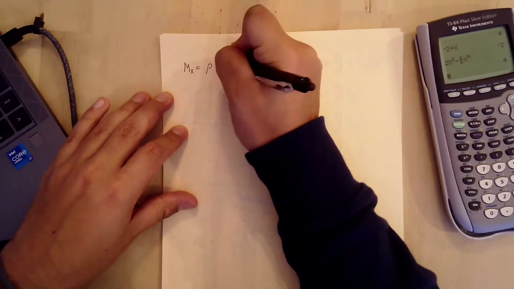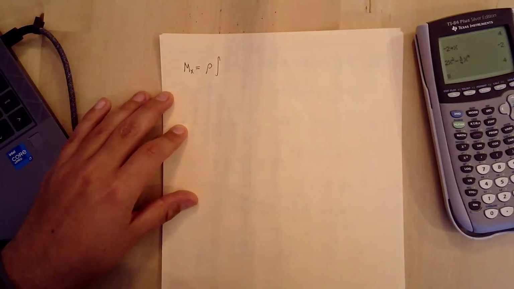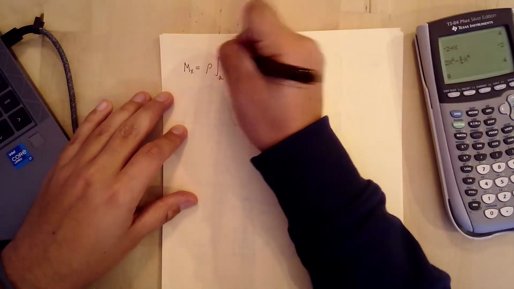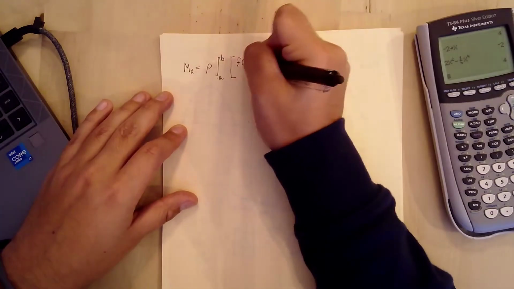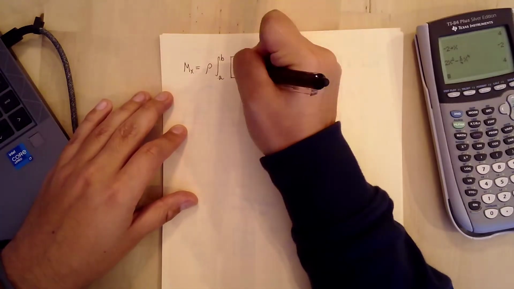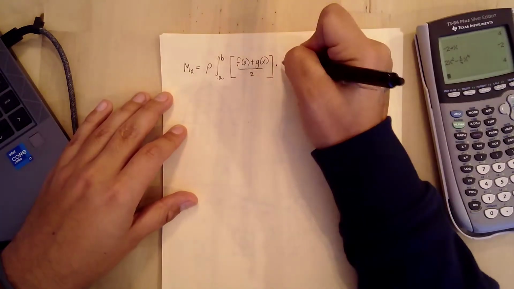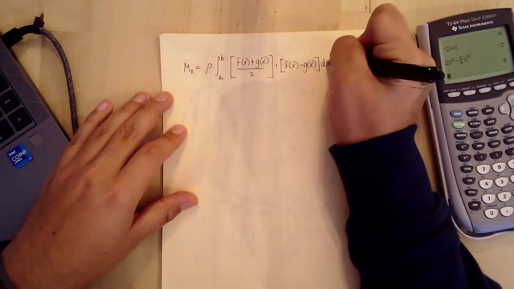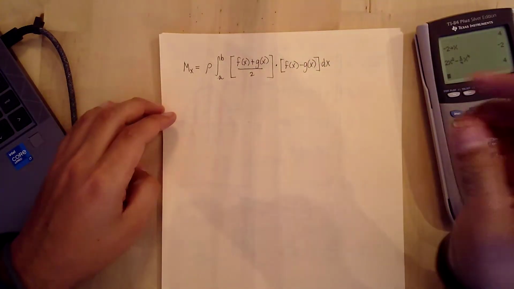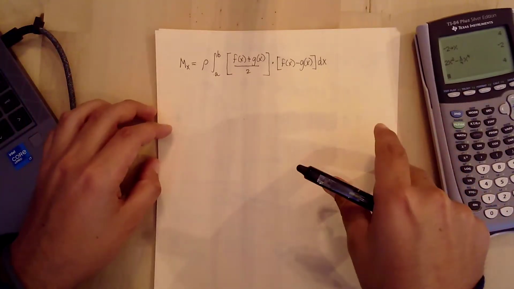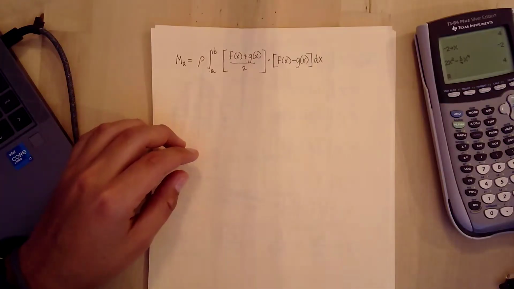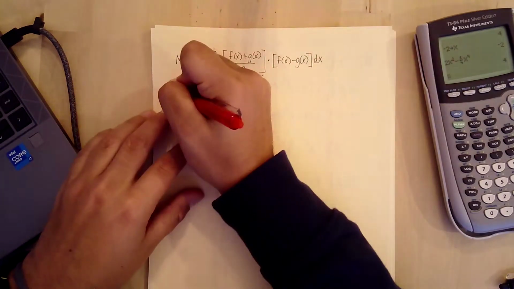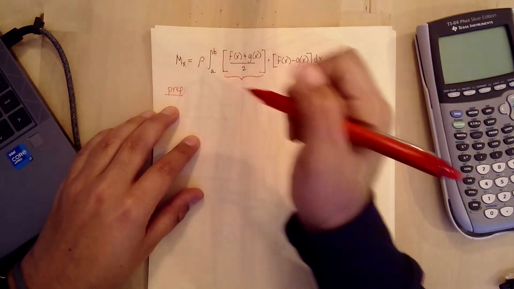That's going to be rho times the integral, and let's go ahead and do the whole thing. From a to b, we have the midpoint, f of x plus g of x over 2, times the area of our function, which was f of x minus g of x, dx. A much bigger formula, okay? So if you need to, we can break this up into pieces because we need to find this thing first. So I'm going to call this a prep here.